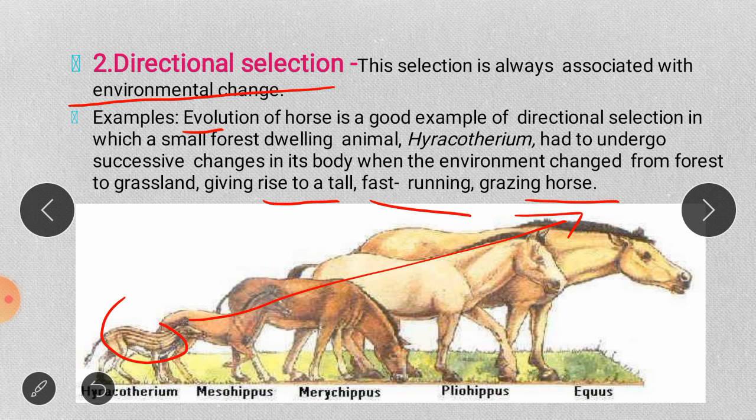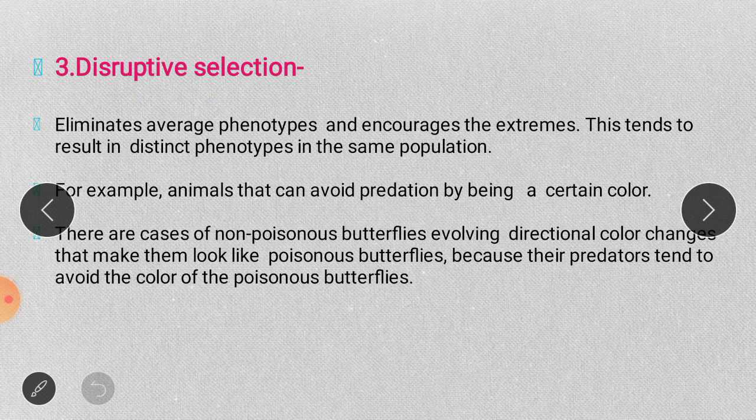Then next one is disruptive selection. So it is a type of selection in which average phenotypes are eliminated and extreme phenotypes are encouraged. So it is a type of selection where selection of extreme phenotype takes place, eliminating or decreasing the population of average phenotype. So this tends to result in distinct phenotypes in the same population.